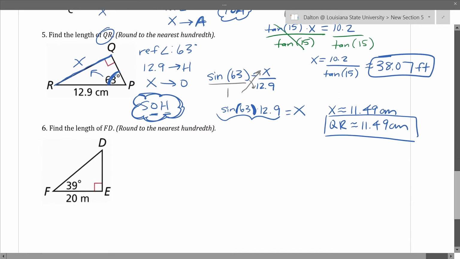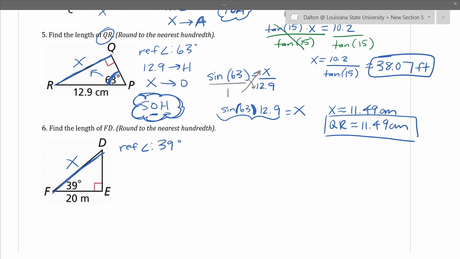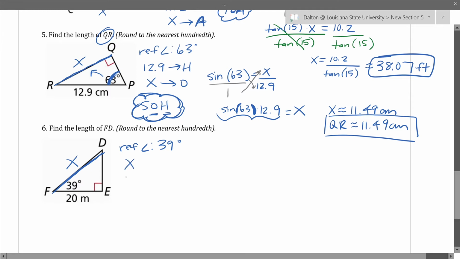Last question, number 6. Find the length of FD. Again, locate FD. If there's not a variable, put one. First thing we do every single time when we're trying to solve is choose a reference angle. I'm going to choose 39 because it's the angle that's given to me. And then I'm going to list my information. I have an x value that I'm trying to find, and I have a side length of 20.